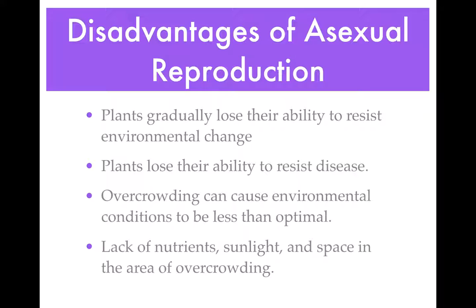So as you can see, asexual reproduction does have its advantages, but it also has its disadvantages. And a lot of that depends on the environment. And there really is no right or wrong way for these plants. It just depends on their environment and their genetics and how well suited they are to live in the area where they're at.